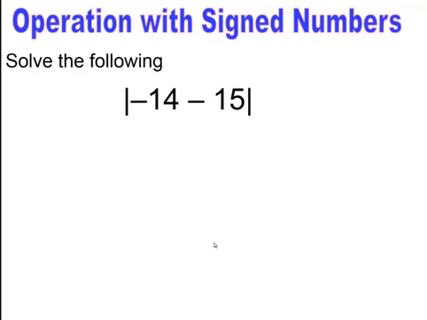So hopefully you see here, you have the same sign. You have the same sign, therefore you have to add and keep the sign, so you end up with a negative 29. Now that you have it as one number, you can evaluate the absolute value, and all absolute values come out as a positive. So your answer here would be a positive 29.